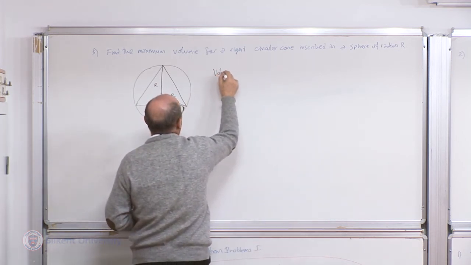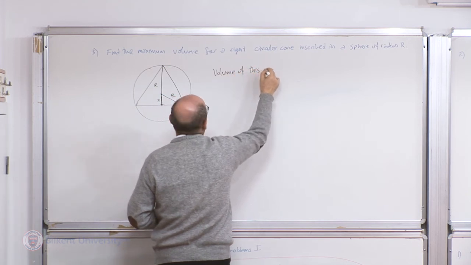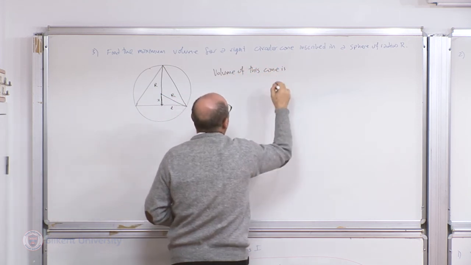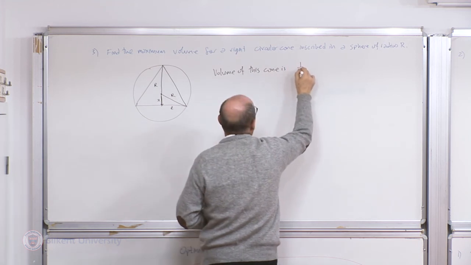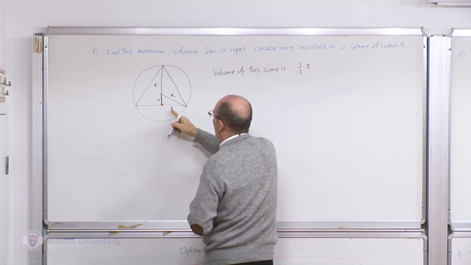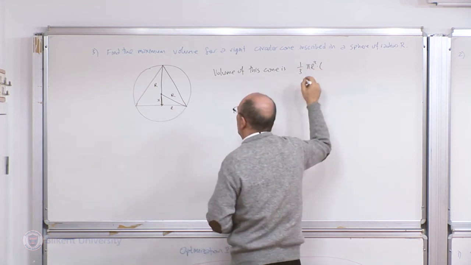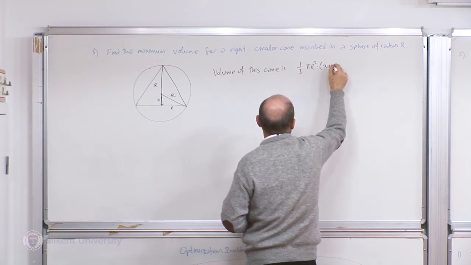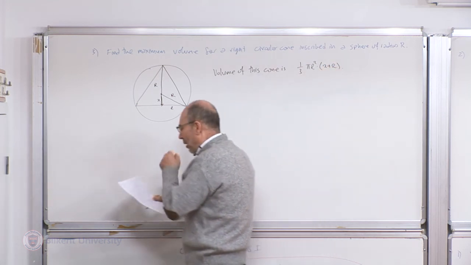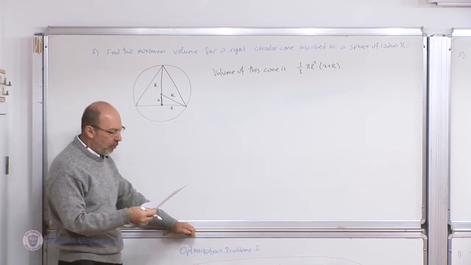Volume of this cone is, well, cones are 1/3 base area, pi r square, where here r is L, so pi L square, times height. Height is, in my case, x plus r. So this is my volume.